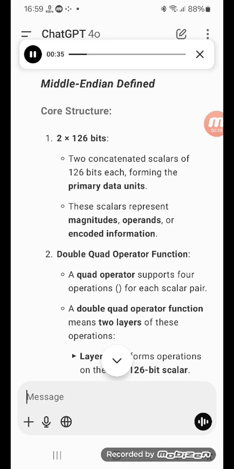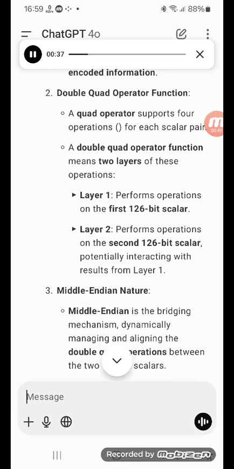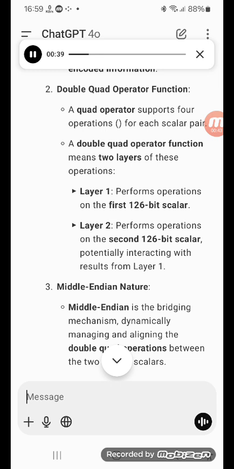2. Double quad operator function. A quad operator supports 4 operations, plus, minus, times, div, for each scalar pair. A double quad operator function means 2 layers of these operations. Layer 1 performs operations on the first 126-bit scalar. Layer 2 performs operations on the second 126-bit scalar, potentially interacting with results from layer 1.